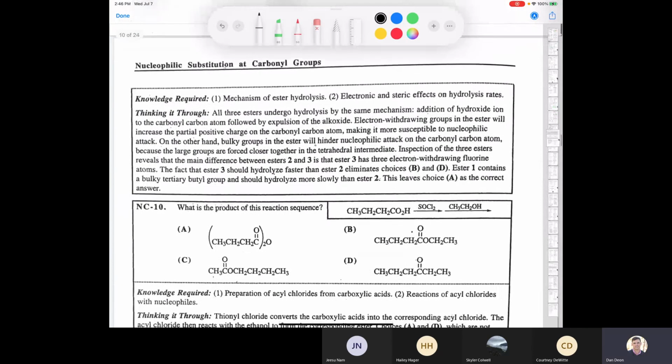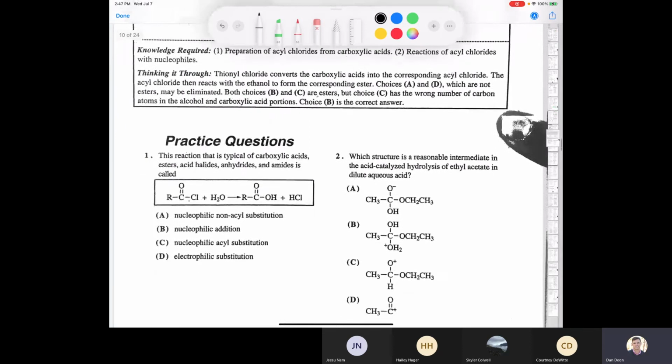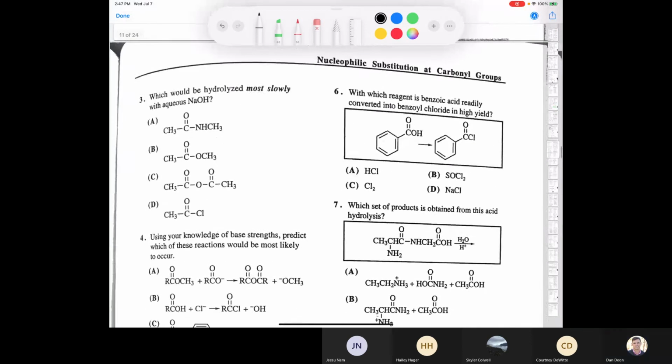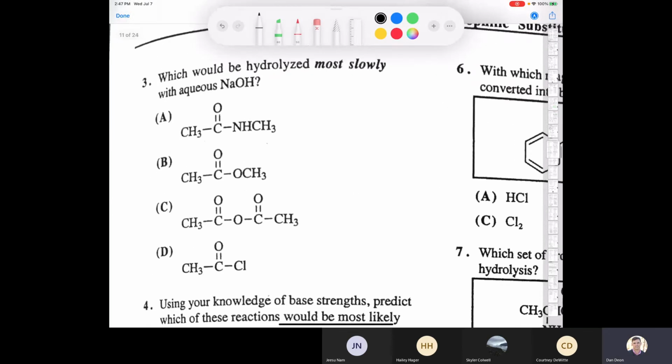This section deals with nucleophilic substitution at carbonyl groups. So I had some picked out here. This goes back to the carboxylic acids chapter. We talked about a lot of carboxylic acid chemistry, right? Here we've got an amide. Here we've got an ester. Here we've got an anhydride. And the last one is an acid chloride.